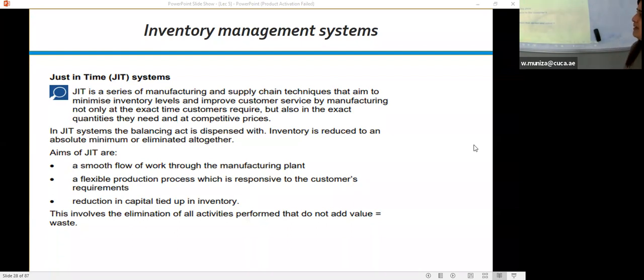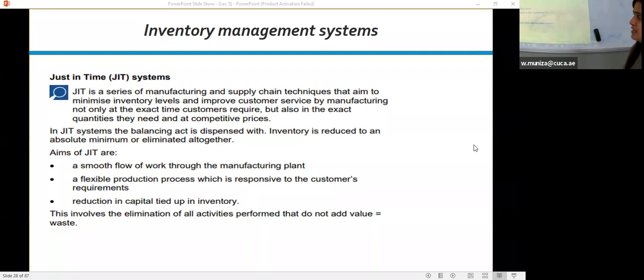In JIT systems, the balancing act is dispensed with. Now, when we are using just-in-time, the balancing act between liquidity and profitability is dispensed with. We are not following the balancing act between liquidity and profitability. Why? We are not focusing on profitability at all. We are more liquid because we are not ordering any inventory. So the balancing act is not followed in just-in-time. We are trying to be more liquid rather than profitable. So it is going to be dispensed with. Inventory is reduced to an absolute minimum or eliminated altogether.